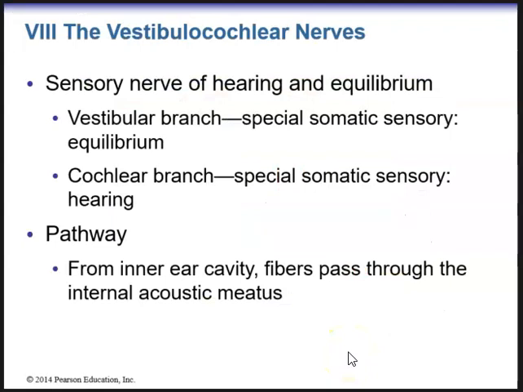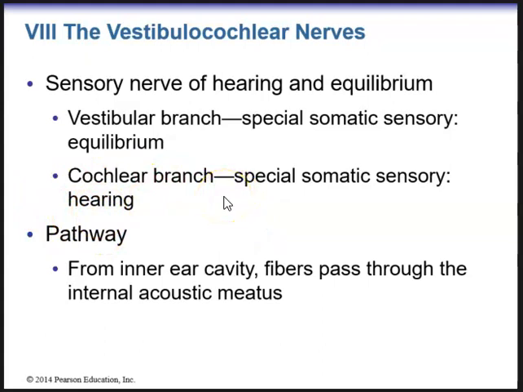Vestibulocochlear nerve. Again, this is sort of a 2 nerves in 1 kind of deal, where this nerve is responsible for hearing and equilibrium. So again, vestibulocochlear is purely sensory. The vestibular branch is special somatic sensory and deals with equilibrium, whereas the cochlear branch is responsible for hearing.